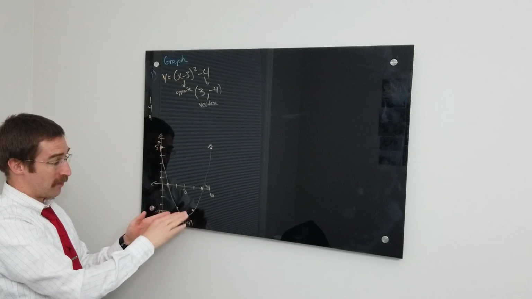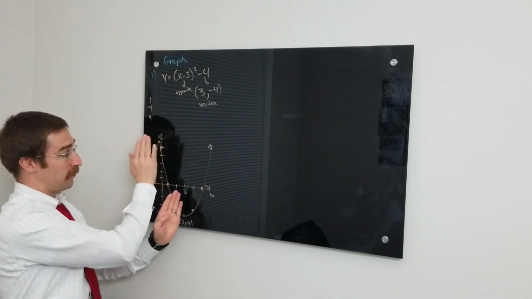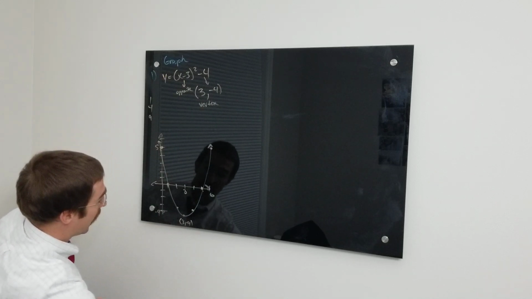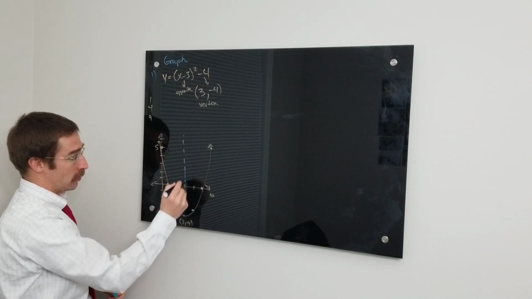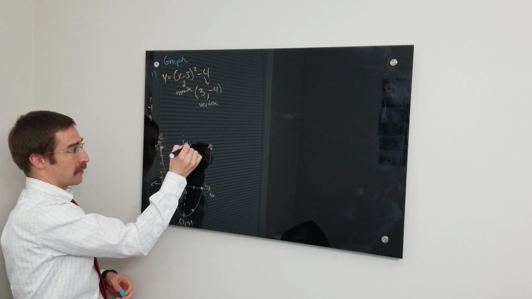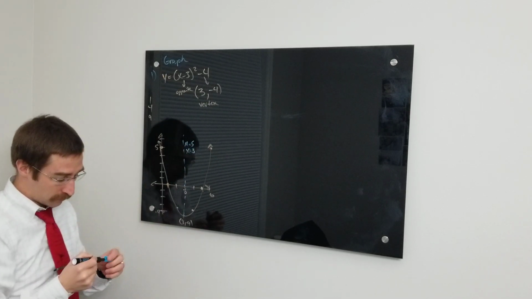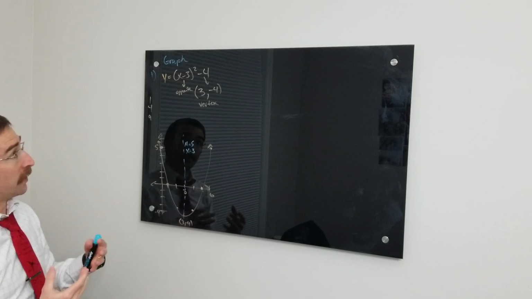So once you have the points on the right, you can just fold them over or reflect them over the axis of symmetry. Remember, the axis of symmetry would be right here, which in this case would be x equals 3. Okay. All right, let's move on to the next problem.